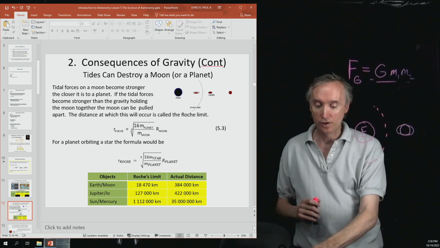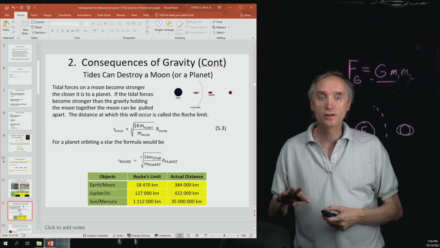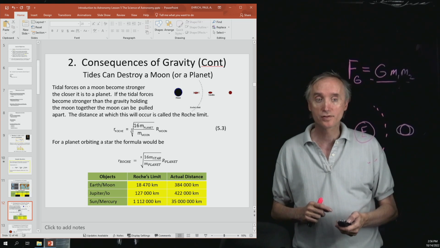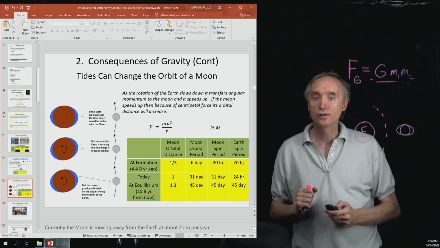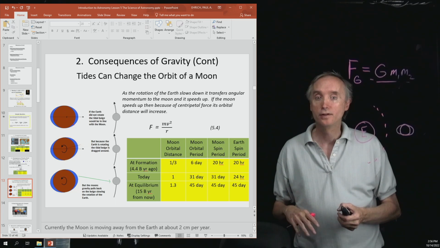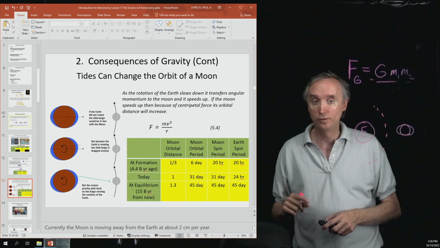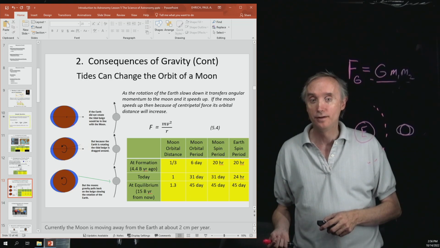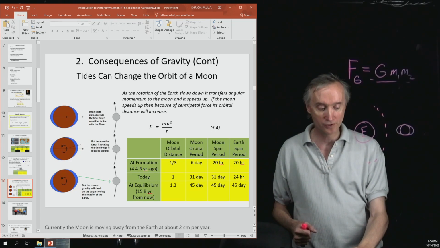Okay, so that is how the tides can destroy a moon. In our next segment, we're going to talk about how the tides can influence the rotation rate of a moon, the rotation rate of a planet, and the distance between them. Okay, so I'll see you in just a few moments.